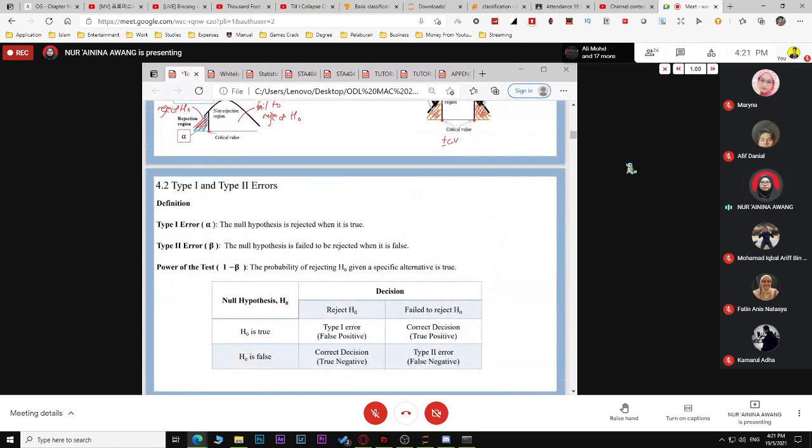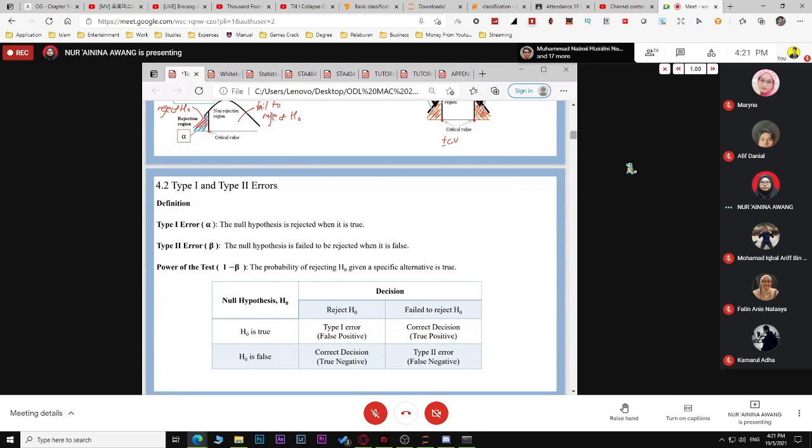We have another two definitions, which are type 1 and type 2 errors. So what is the difference between type 1 and type 2 error? Type 1 error is when the null hypothesis is rejected when it is true. And for type 2 error, the null hypothesis is failed to be rejected when it is false. And the last one, we have power of the test, which is the probability of rejecting H null given a specific alternative is true.